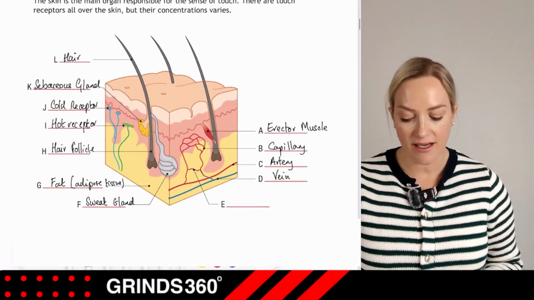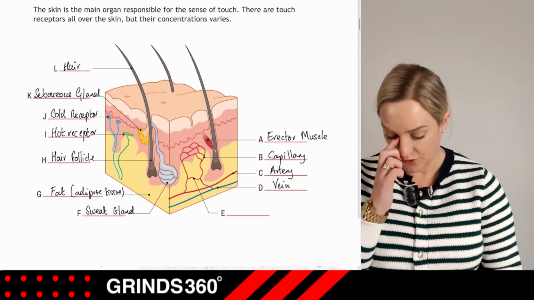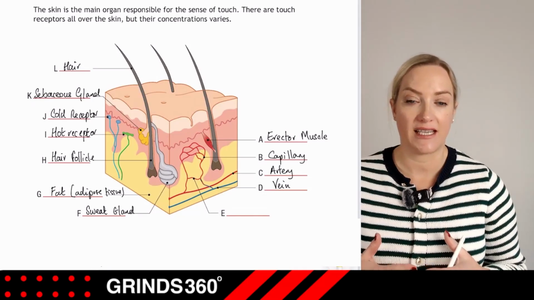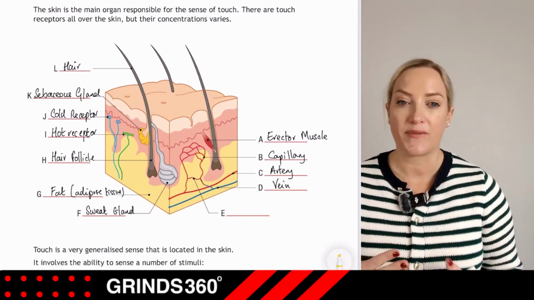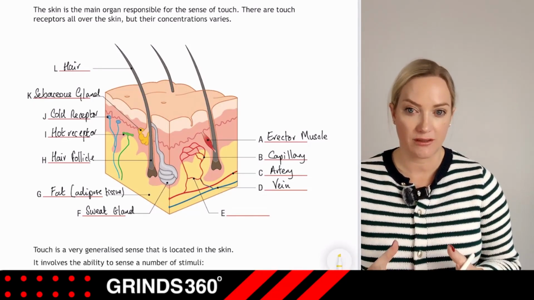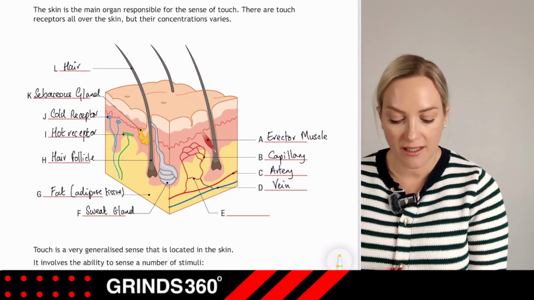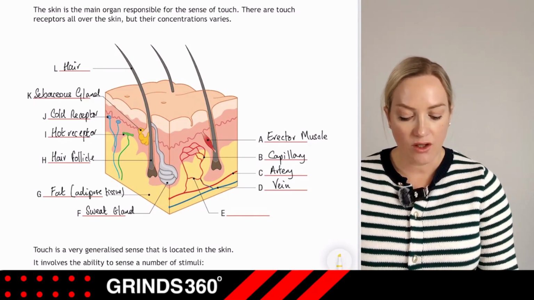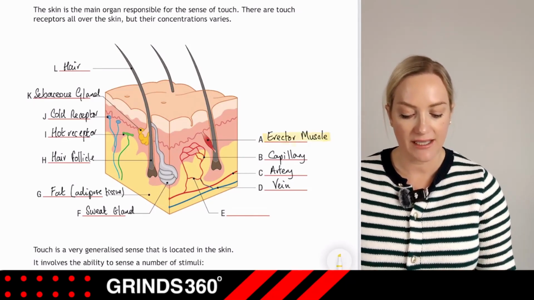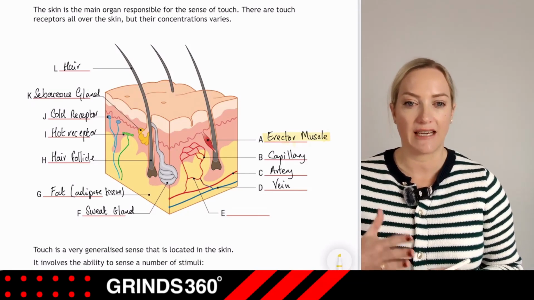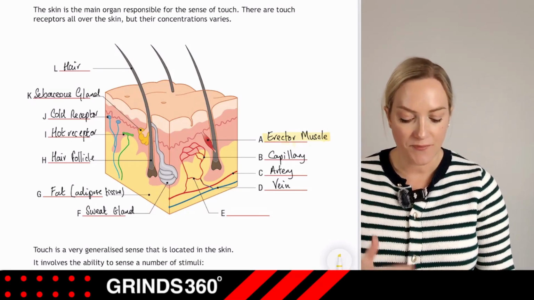Now here is a diagram of the skin. You have to be able to label this diagram of the skin. And like I've mentioned many times before, if you're able to label it, you're able to draw it. So first off here, let's start at A. Coming off from the hair, we have the erector muscle, and this will contract or relax to allow the hair to stand up or lie straight.